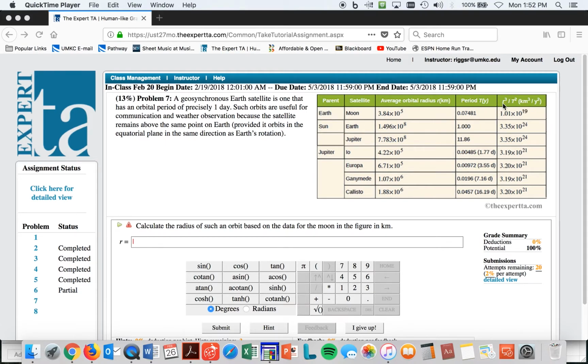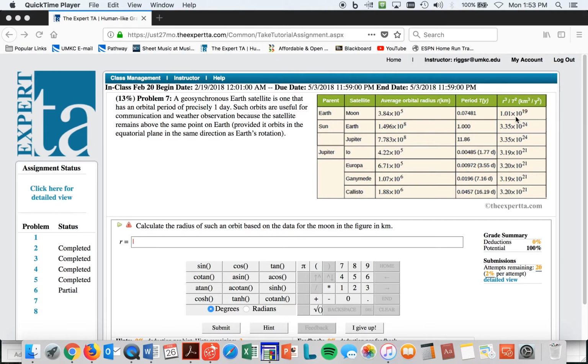Setting that equal to r cubed over t squared, which is equal to this. And then we're going to solve for t, but instead of putting a year squared, we're going to put what's the equivalent of 1 year in a day, because geosynchronous is one that takes precisely 1 day. We're going to find out what fraction 1 over 365 is of the year.